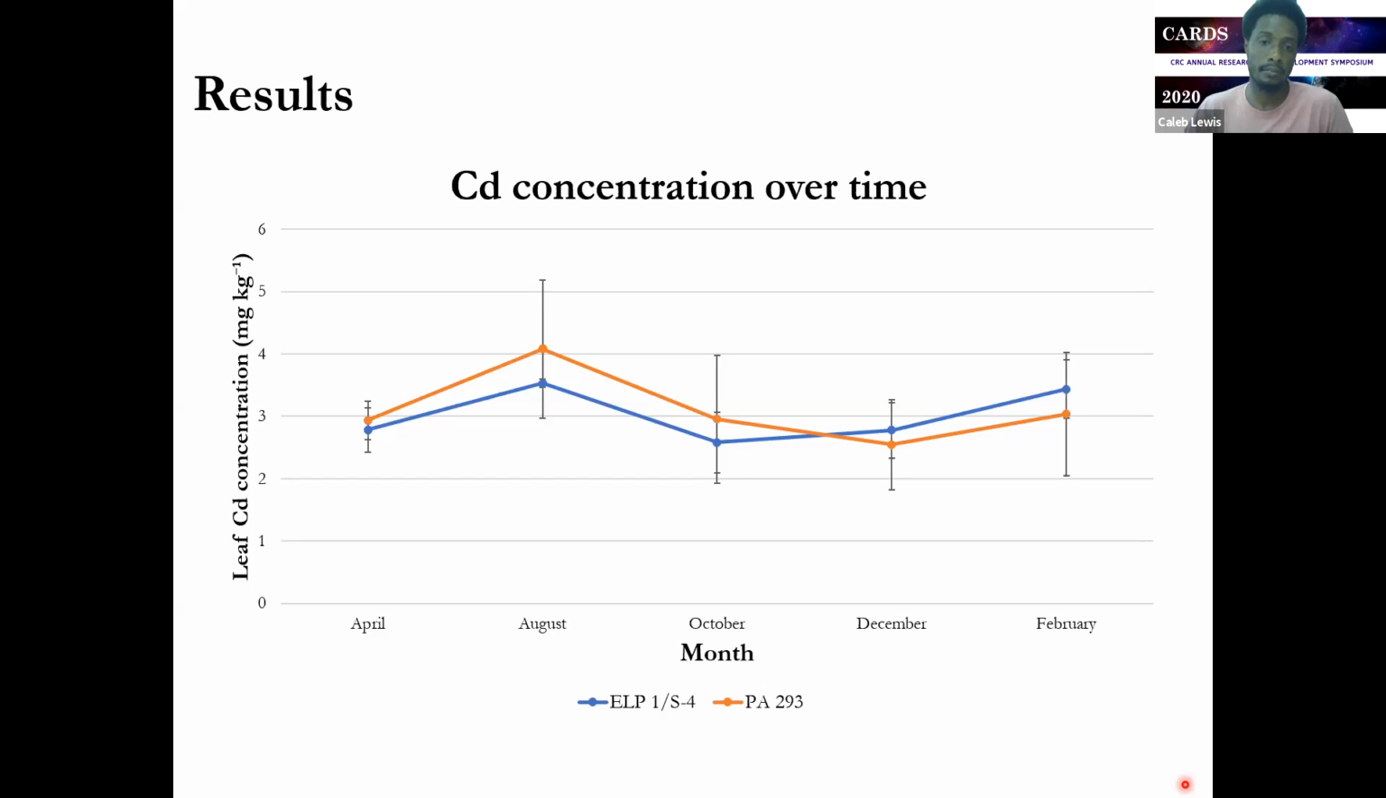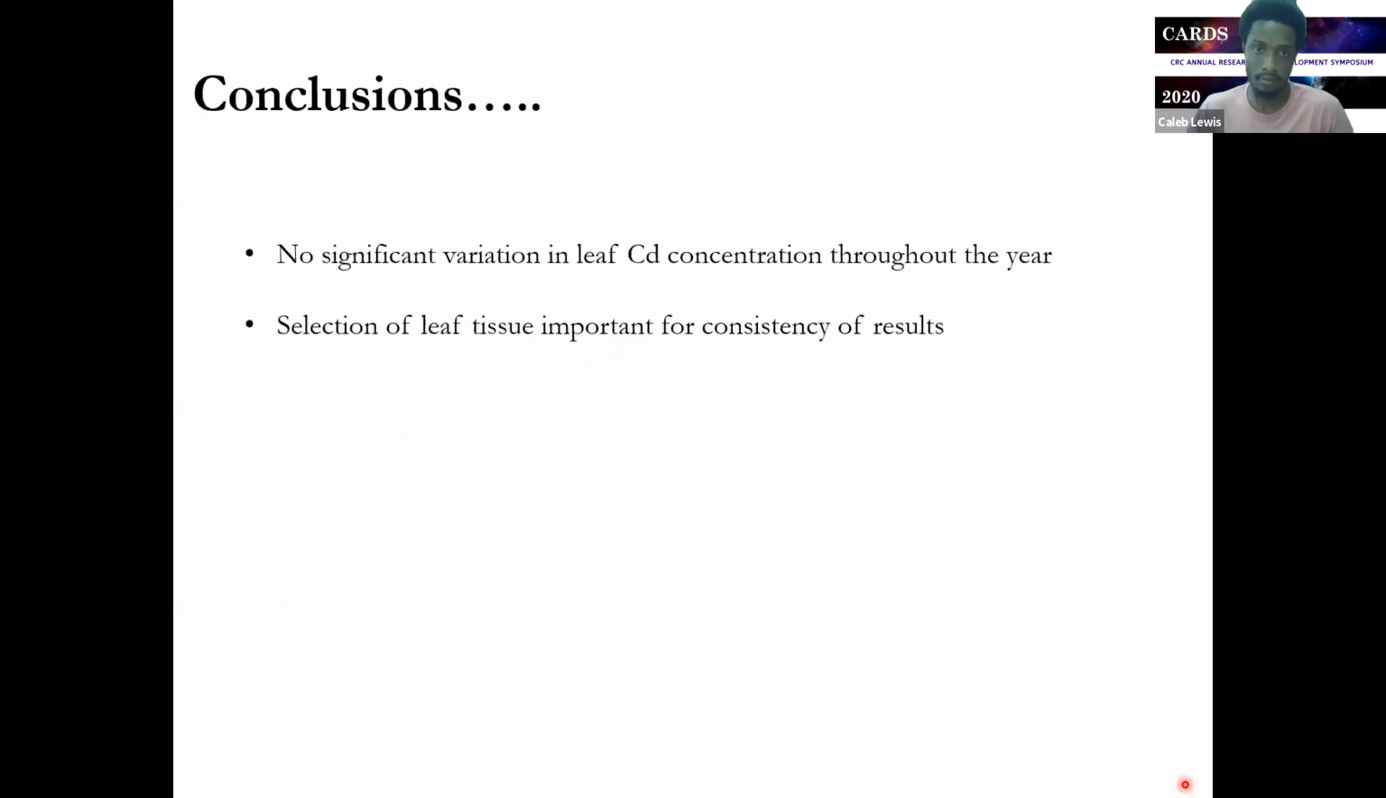So there may be some temporal effect, but how important this effect is in terms of the plant cadmium concentration is still to be determined. So, as I said, no significant variation in leaf cadmium concentration throughout the year for these 2 accessions. I still have to do the analysis for the other 3 accessions that I sampled.